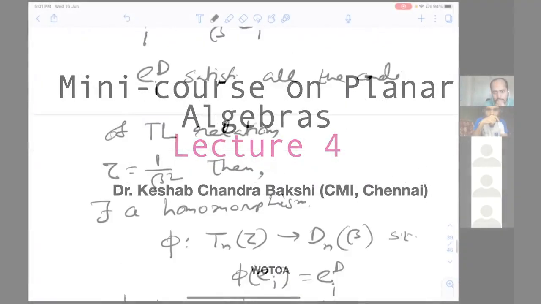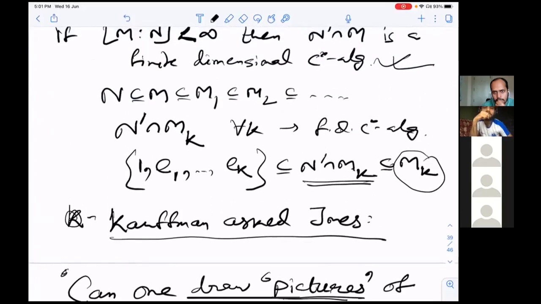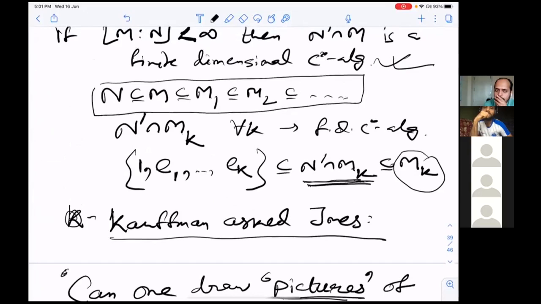By this, I mentioned that one needs to represent pictorially all elements of this relative commutant N' ∩ M_k, where M_k, I recall, is the Jones tower of basic construction. From N and M, this is the subfactor, and from this we get a tower. We know by diagram algebra how to represent all these Jones projections. These are all subsets of N' ∩ M_k, so now we want to represent all elements of that.